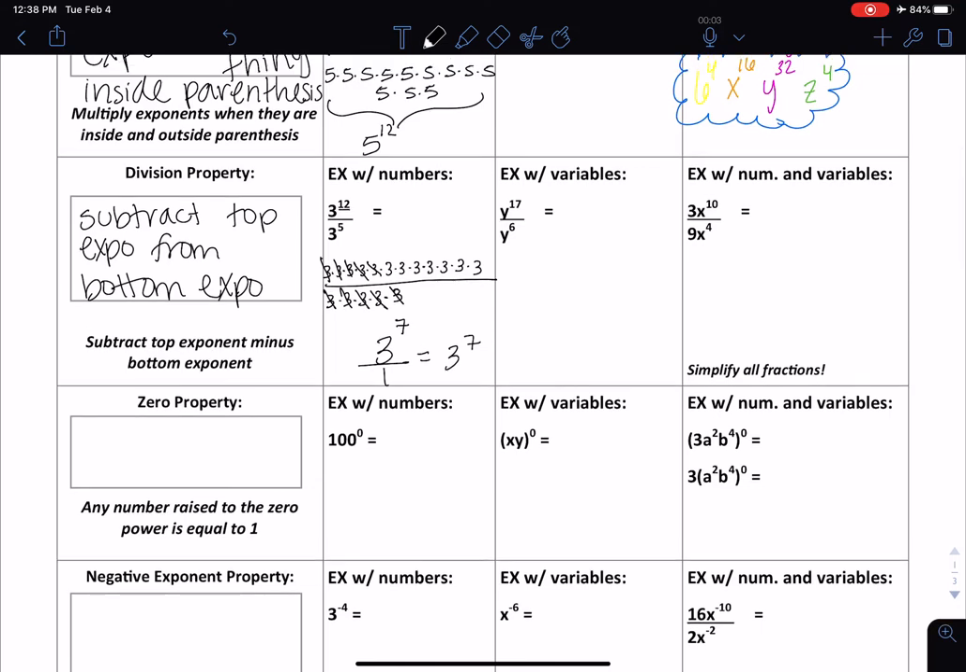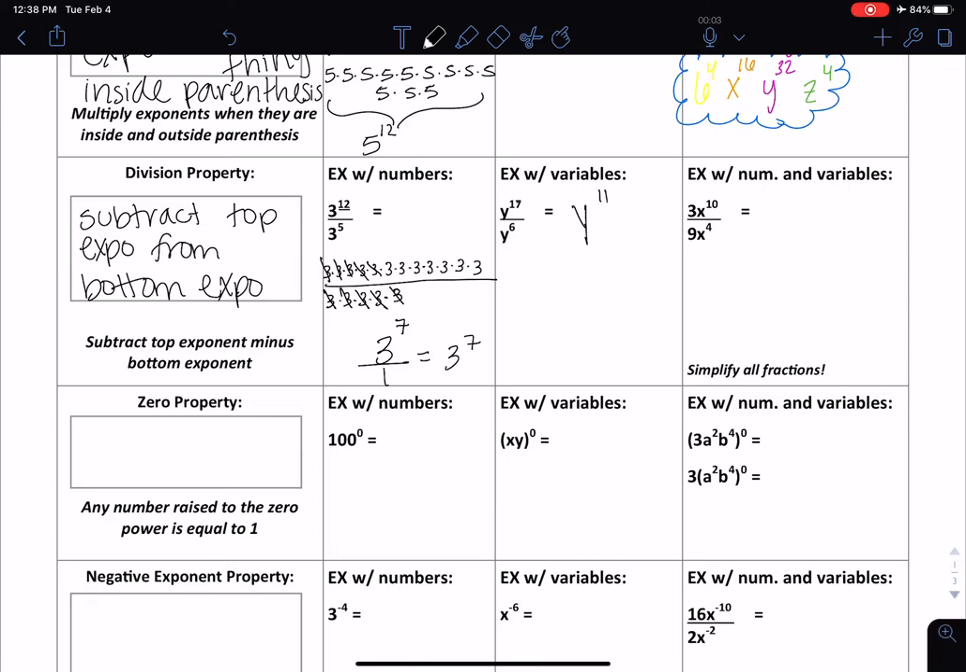Okay, so same thing. Now I know my rule, so instead of having to write 17 y's, I do 17 minus 6, which is 11. Y to the 11th power.